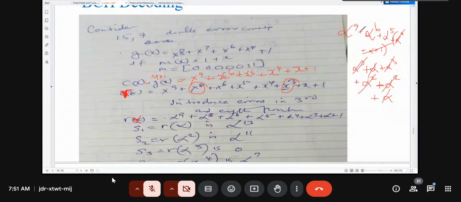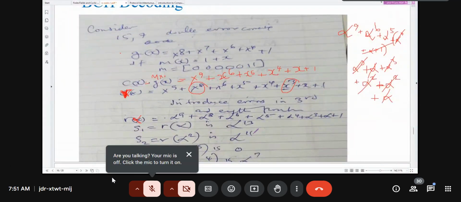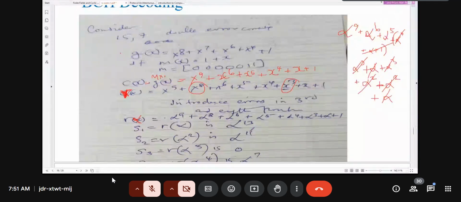If you work it out just the way we have worked out for this particular valid code word, you end up getting alpha to the power of 11. Remember, you are trying to calculate the 2T syndromes. T here we are calling it L. So let's call it 2L syndromes. So 12 syndromes, you're trying to calculate the 4 syndromes. So the first syndrome is that one, alpha to the 13. Second syndrome is alpha to the power 11.